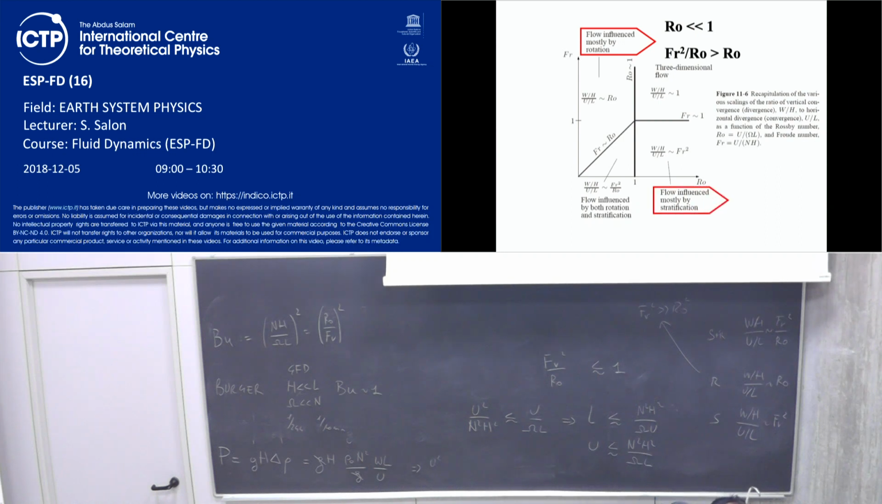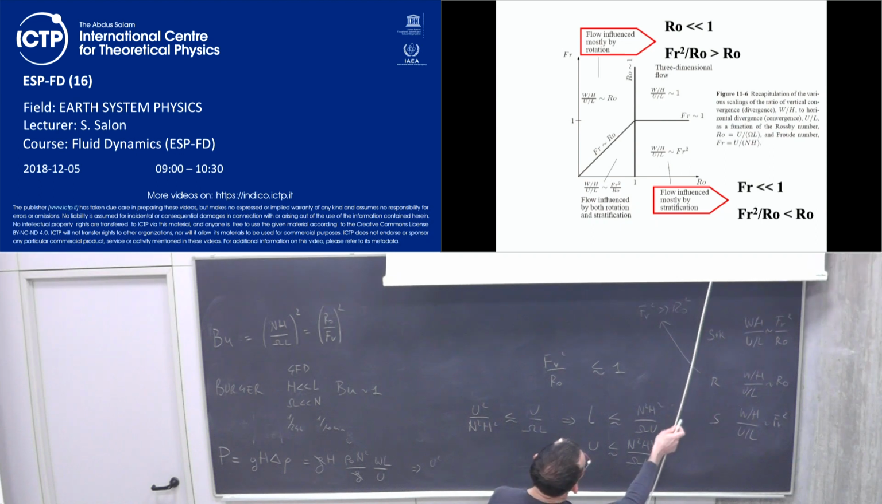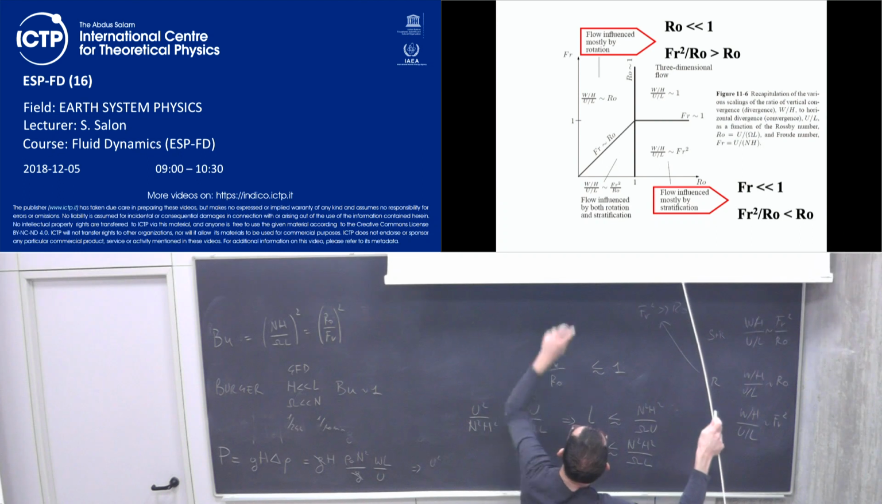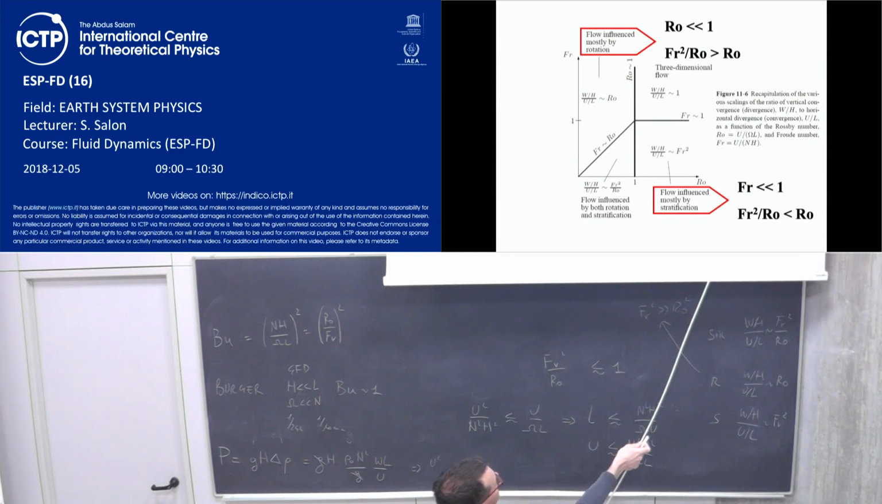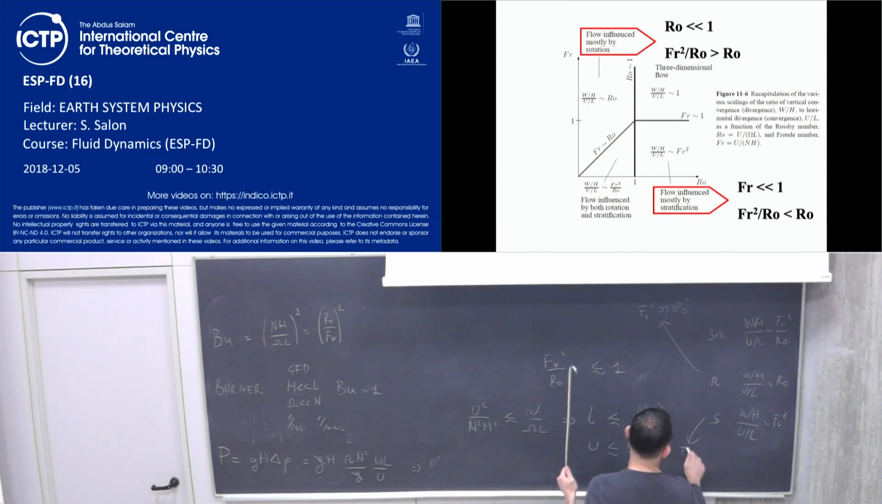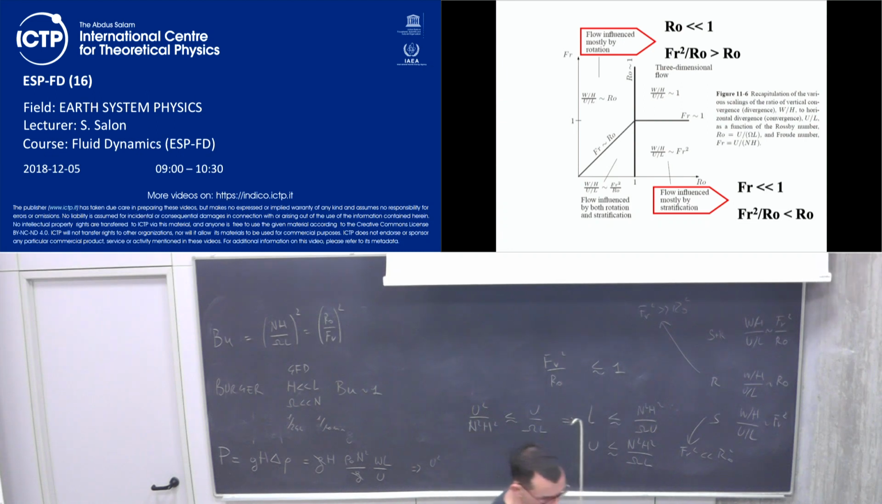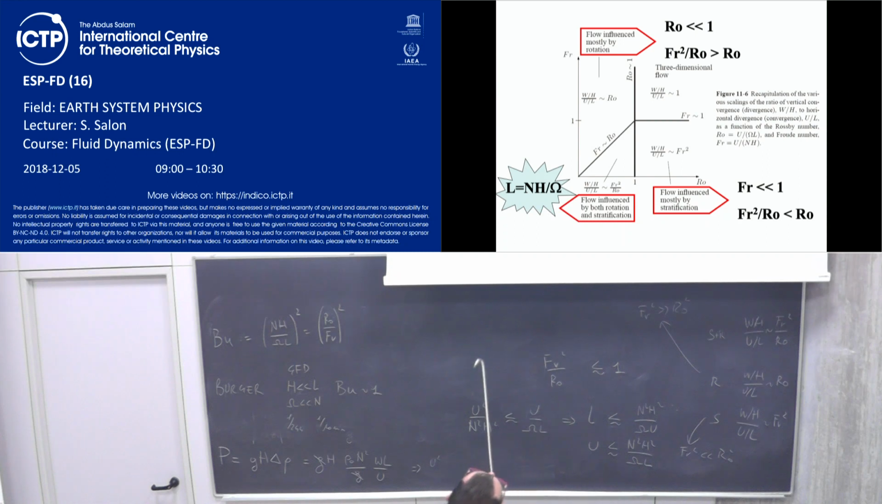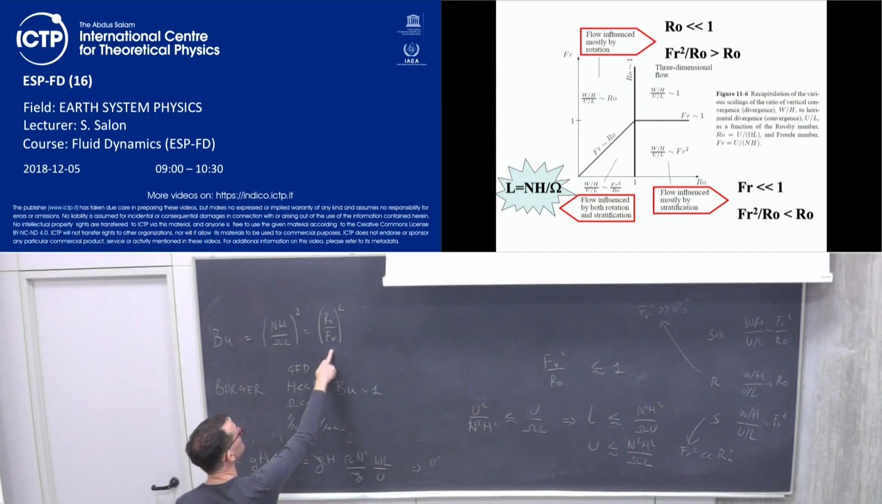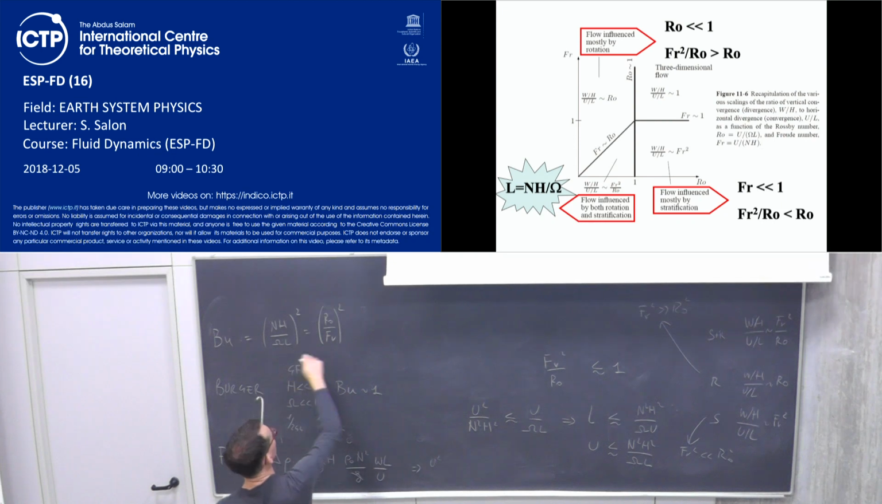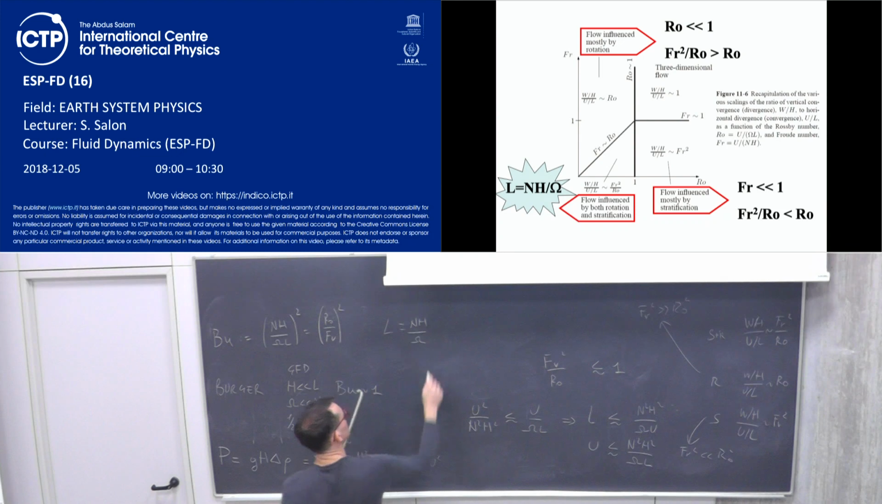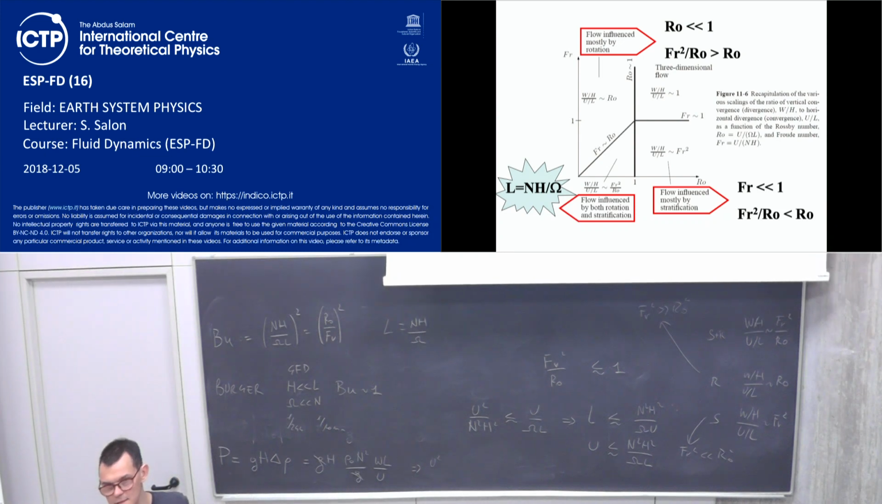Of course, in the other case, when the Froude number is very small, so we are in this area here, we will have the contrary. So here the Froude number will be much smaller than the Rossby number. And finally, we have the mixed situation, where the Froude number is order of the Rossby number, and the flow is influenced by both rotation and stratification. If we have this, it means that the Burger number is equal to 1, or scales like 1. And what we obtain here is the scale related to flows which are affected by both rotation and stratification.